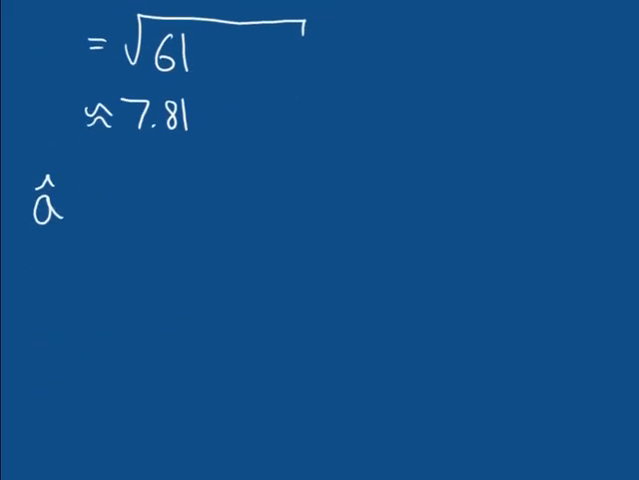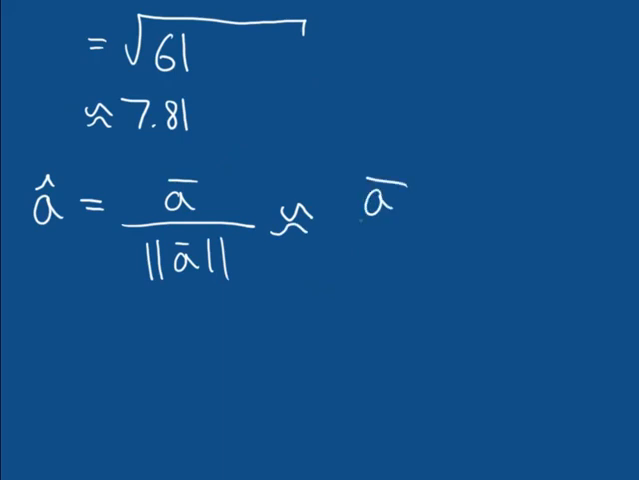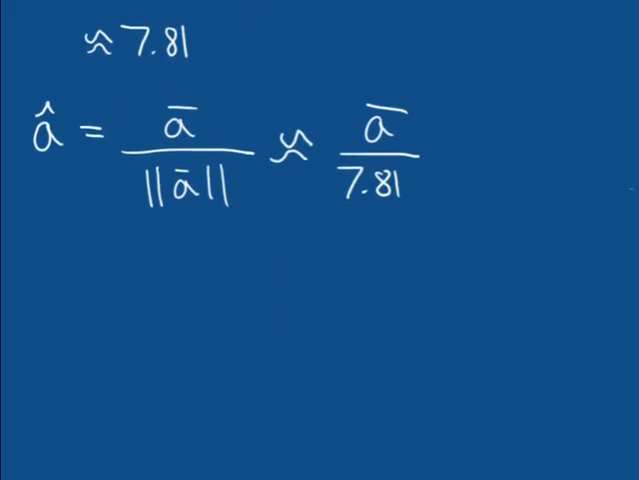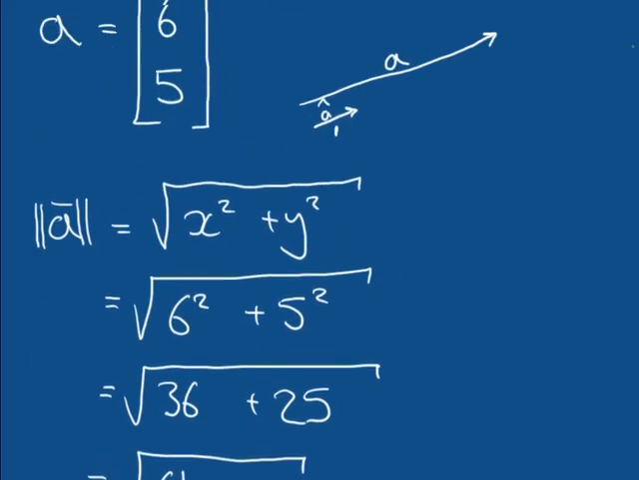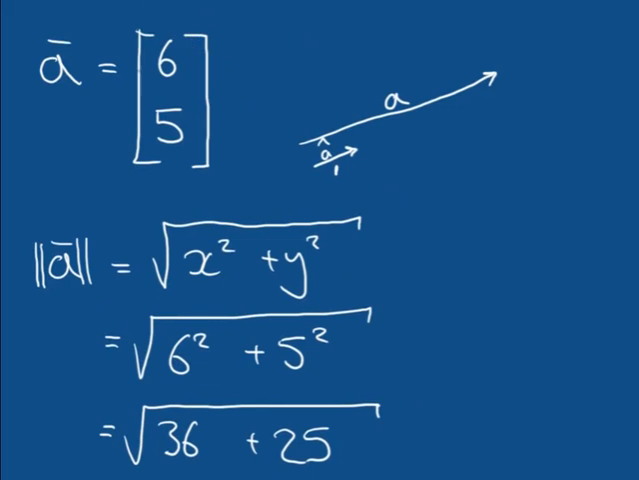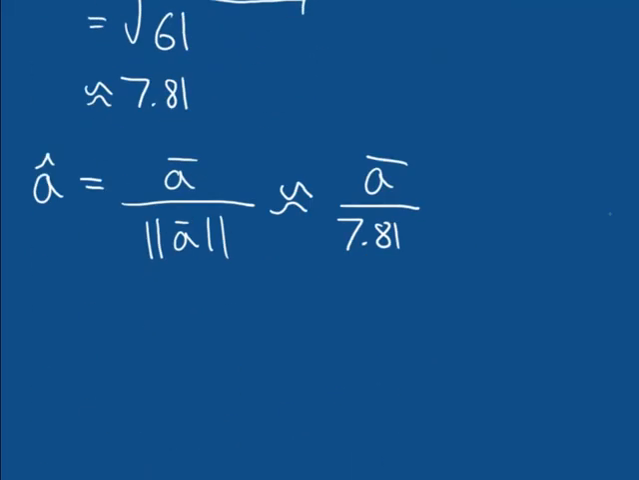Now we saw how to do that. We saw that the normalized version of a vector, a unit vector, is equal to the original vector divided by the length of the original vector. So we know that the length of our original vector is approximately 7.81. So this is approximately equal to A divided by 7.81, which we know means we need to take each component of the original vector A and divide the x component by that 7.81 to get the new x component, and we need to divide the y component by 7.81 to get the new y component.